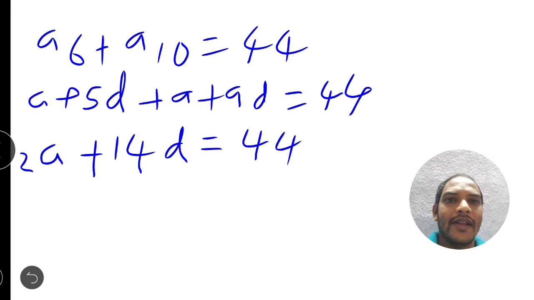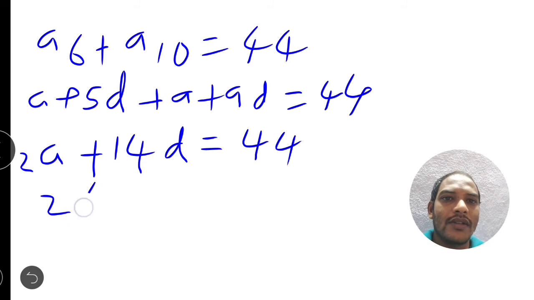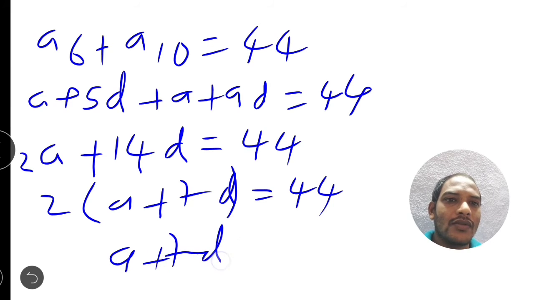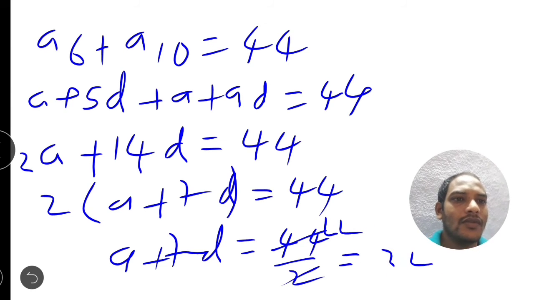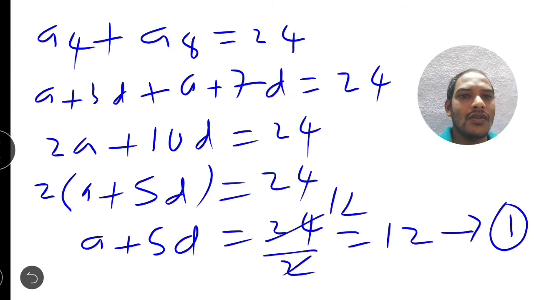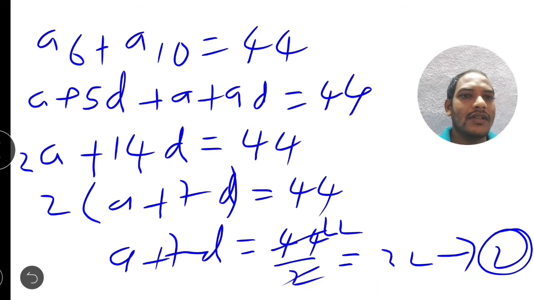So now we can take the 2 common. a plus 7d equals 44. So now a plus 7d equals 44 divided by 2. So 2 ones are 2, 2 twos are 4, it is equal to 22, equation 2. So finally we got two equations. One is a plus 5d equals 12, another one is a plus 7d equals 22.